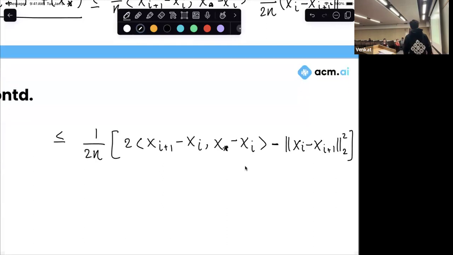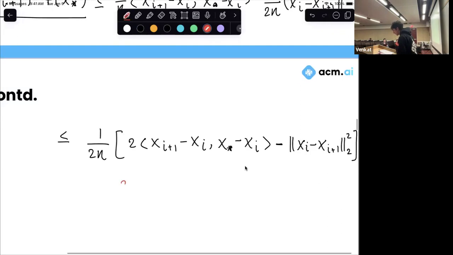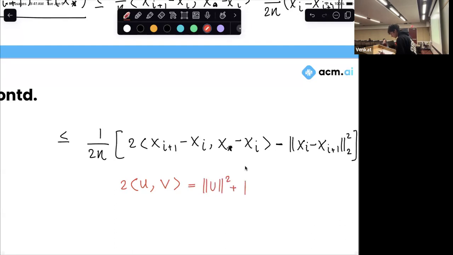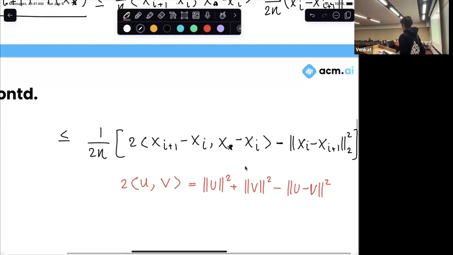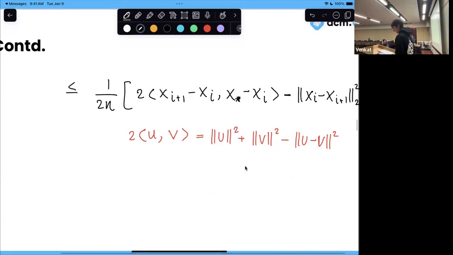The reason I wanted to have this extra 2 here is, if you recall from your linear algebra class, what we'll actually have is that if you have something of the form 2u, using these, this is equal to this. All of these are in L2 norms, by the way, in case I forget to write the 2 norm. This is from linear algebra. And so now we're going to expand this out. And what we have is xi plus 1.